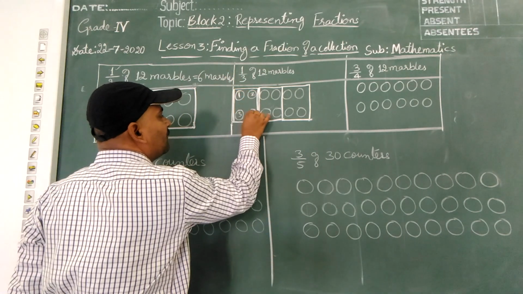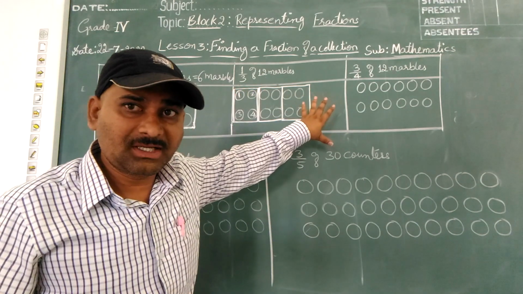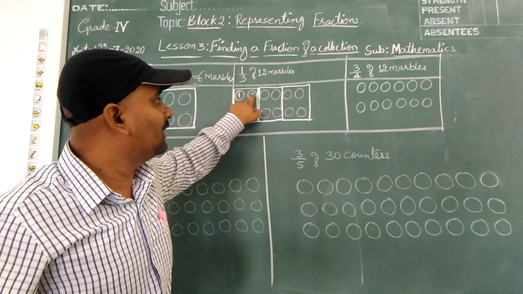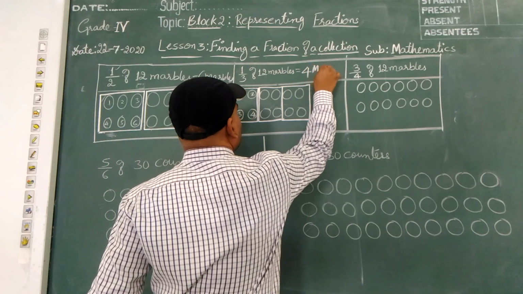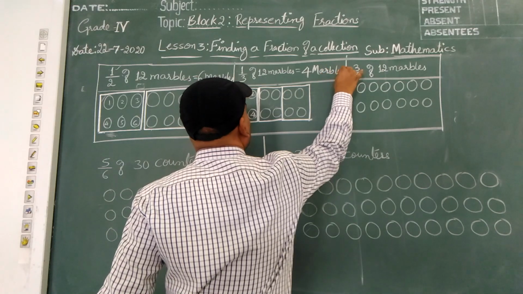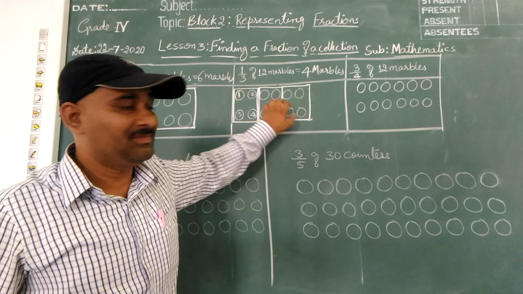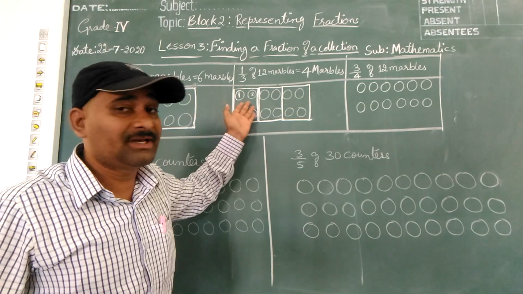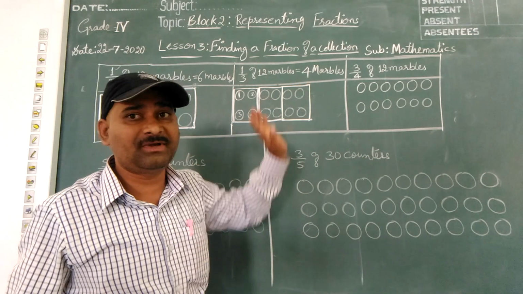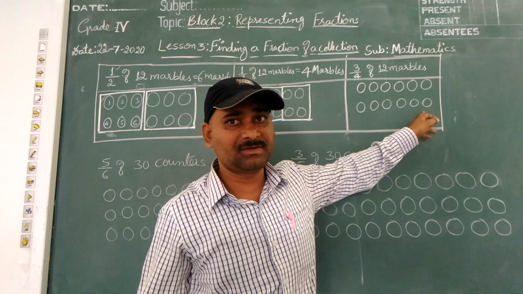1, 2, 3, 4. See children, here marbles are 12 only, but we are getting only 4 marbles this time. We are getting only 4 marbles because groups are increased. Previously only 2 groups were there, that's why 6 we got. Here 3 groups are there, that's why 4 we got. Now you tell me children, how many groups I should make to this 12 marbles?